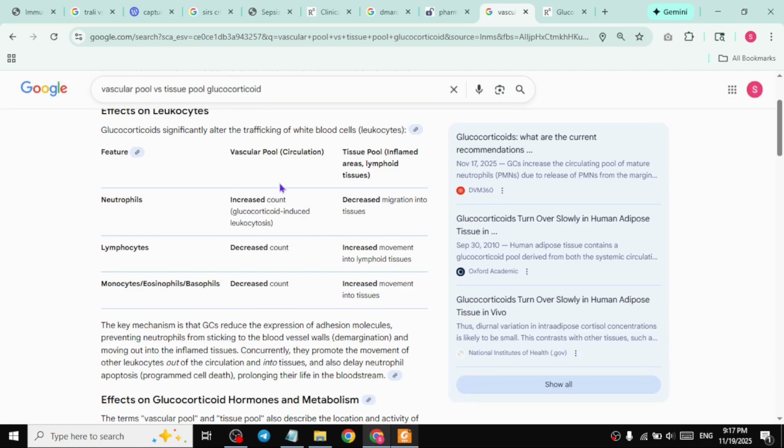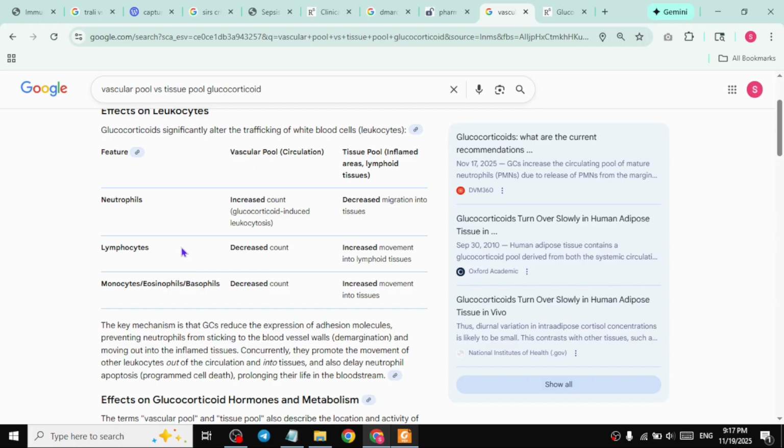All right. So what is happening whenever you have high amounts of cortisol or someone gets corticosteroids from external, exogenous means? What happens is you see neutrophils start to increase in count, right? Why? Because you're not able to transfer the neutrophils into tissues. So because they have decreased migration into the tissues, they start to increase their count in the blood.